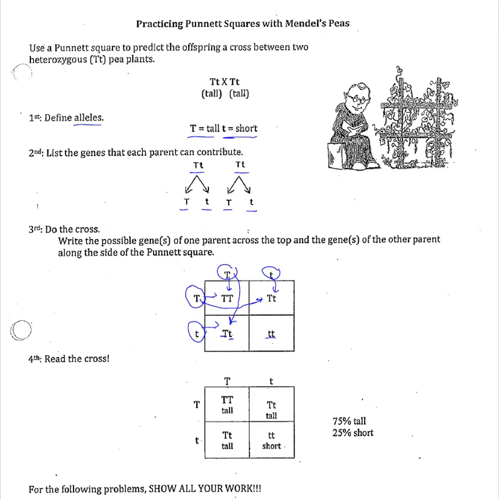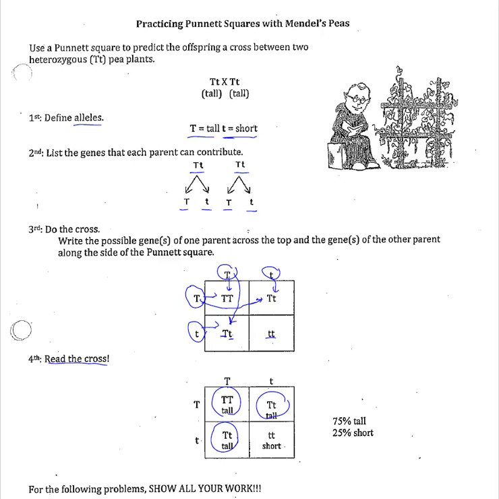So when we're all done, then we want to read the cross and determine the percentages of either the genotypes or the phenotypes. So in reading this particular cross, we're going to determine the percentages of tall and short plants. What we found was that a capital T, capital T combination is going to produce a tall plant. So 1 out of 4 will be capital T, capital T, and we see that 2 out of the 4 are going to be capital T, lowercase t, which still produce a tall plant.